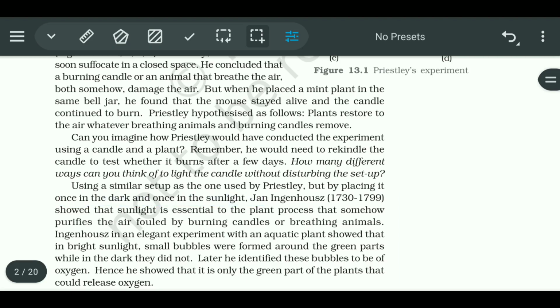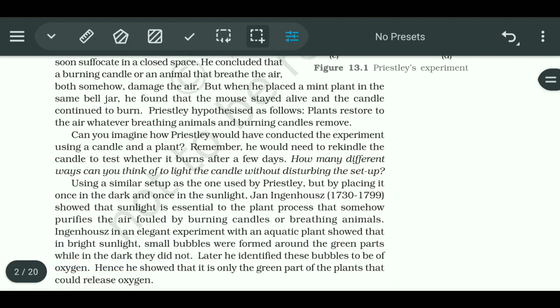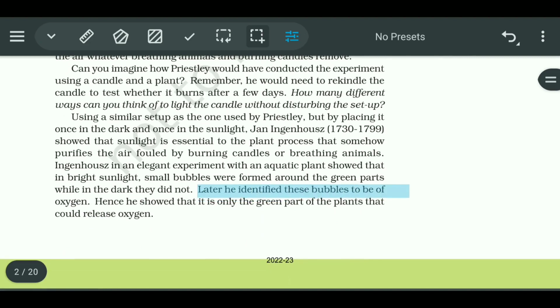Jan Ingenhousz, 1732-1799, showed that sunlight is essential to the plant process that somehow purifies the air fouled by burning candles or breathing animals. In an elegant experiment with an aquatic plant, Ingenhousz showed that in bright sunlight, small bubbles were formed around the green parts, while in the dark they did not. Later, he identified these bubbles to be of oxygen. Hence, he showed that it is only the green part of the plant that could release oxygen.